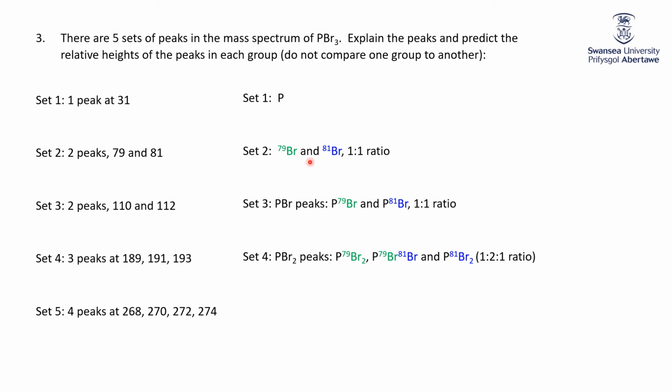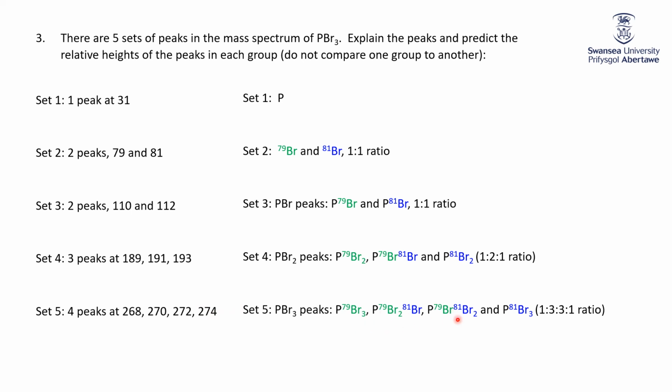Finally, for peaks at 268, 270, 272, and 274, well, all that can be left, we've done P, we've done 1 bromine, we've done PBr, we've done PBr2, so these must be PBr3 peaks. So now what we're doing is looking at how many different ways there are to have 2 isotopes spread across 3 bromines. So obviously we can have all of the isotopes being bromine 79, all the isotopes being bromine 81, and when we take 3 times 79 plus the 31 for the phosphorus, we get 268. When we take 3 of these, that's 243, plus 31 is 274.